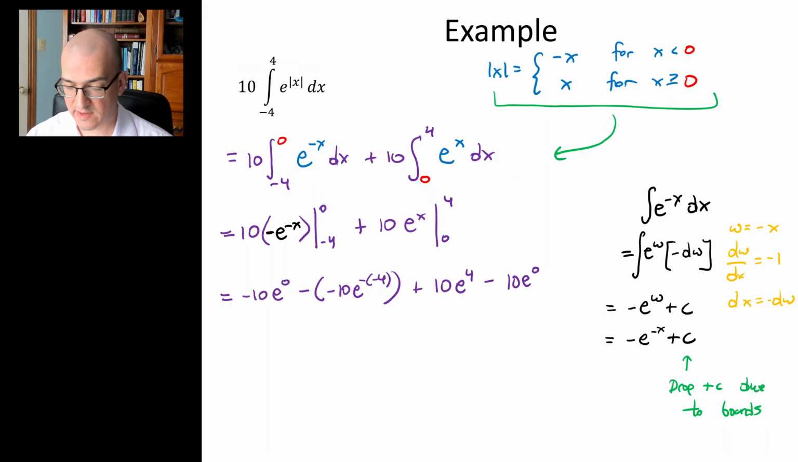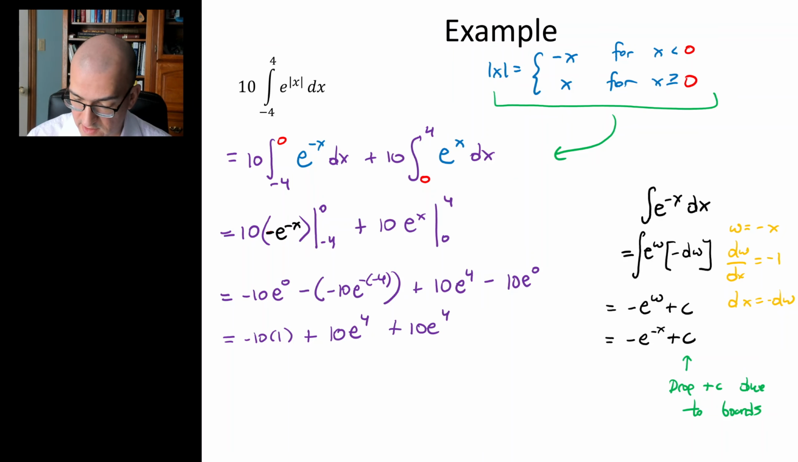Now we have to simplify. e to the 0 is 1, so negative 10 times 1, plus, since it's negative times negative, 10 e to the positive 4, and another 10 e to the positive 4, and then minus 10 times 1. And we can finally collect like terms. We have a negative 10 and another negative 10, that'll be a negative 20 total. And then we have 10 e to the 4s and another 10 e to the 4s, so that's 20 e to the positive 4. And that's our final answer.